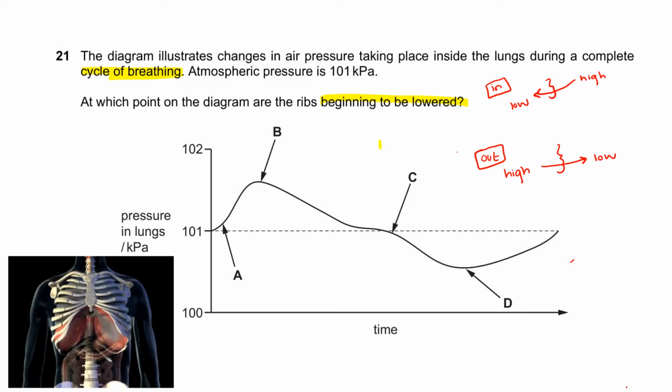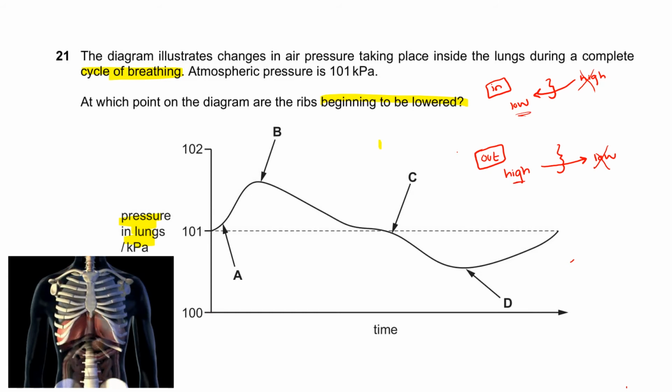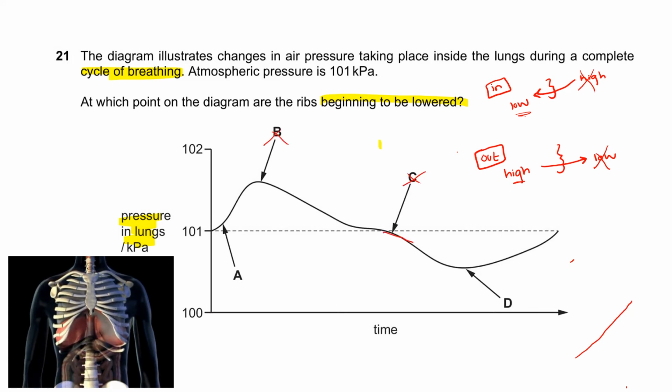So if you read the y-axis here, it says pressure in the lungs. So you're not really worried about these two. You're just worried about inside. So as you can see, the pressure goes from low to high. So we need a part of the graph that goes up. So it's not B or C because in both they're going down.